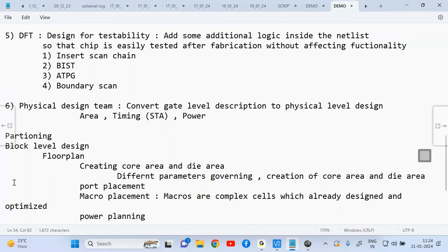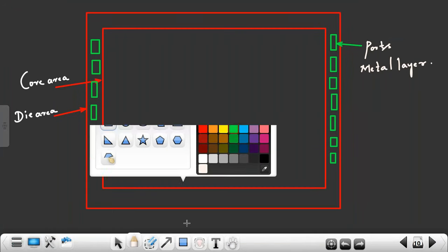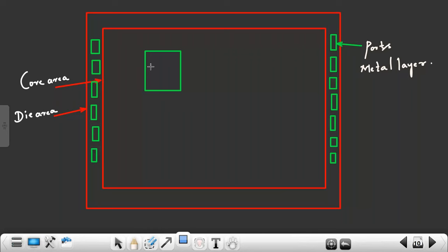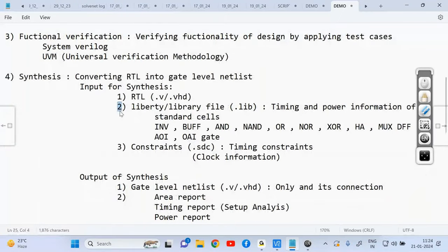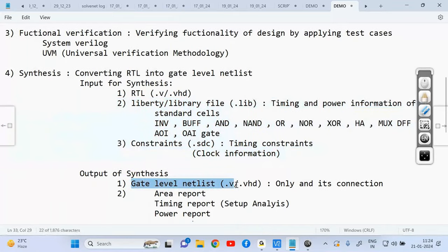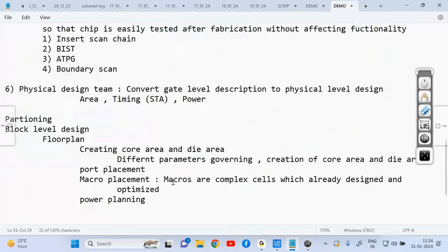So what is our ultimate role? Our ultimate role is to place the layout of standard cells here, right? We are not drawing the layout of standard cells. That is drawn by the layout team. The layout team will draw the layout of standard cells. This layout of standard cells, they will give you in a file called LEF file, right? Apart from these three files, we want these two files. We want gate level netlist. Along with that, we want what? We want LEF file, layout exchange format. That LEF file contains the layout of standard cells.